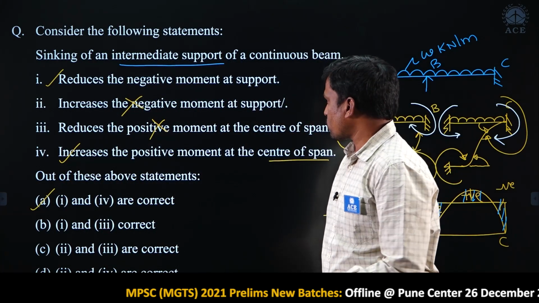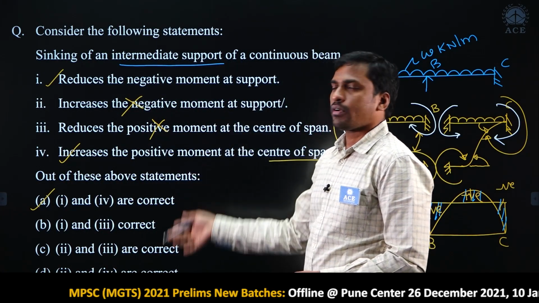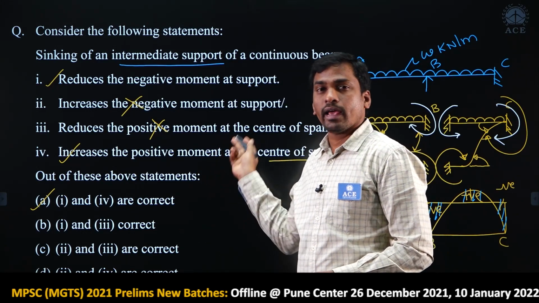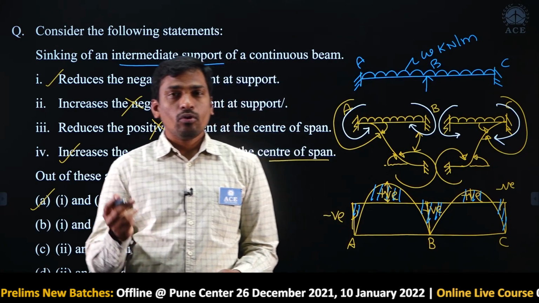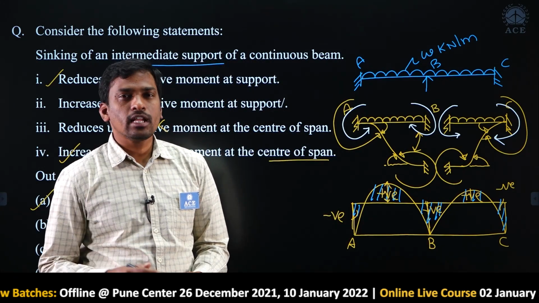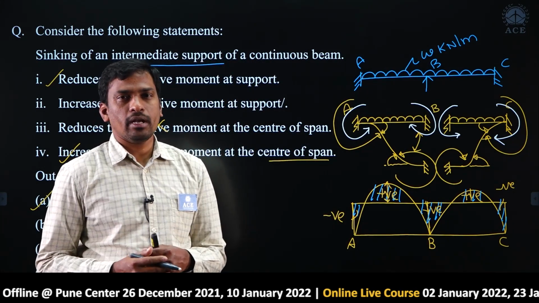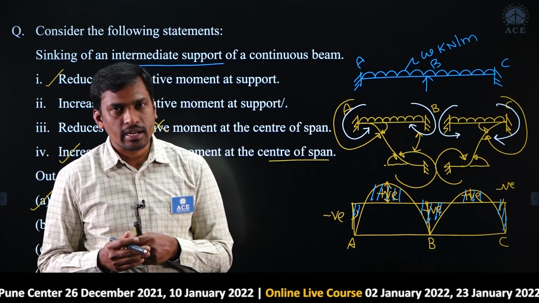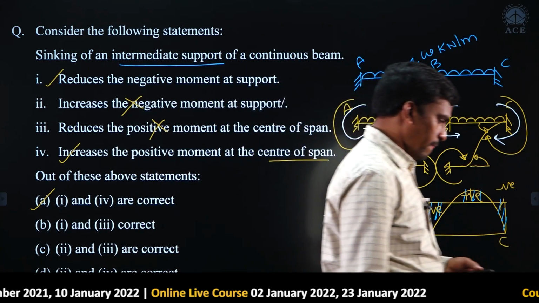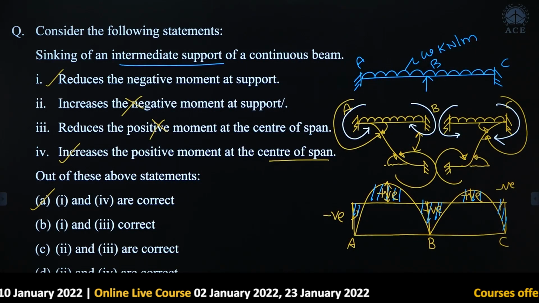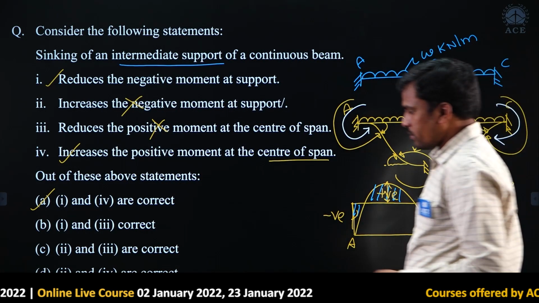So students, this is a direct question from class notes only. There I gave one example also. We drew the bending moment diagram without support settlement and with support settlement, and we compared both the values, right? Please note down. Next question.